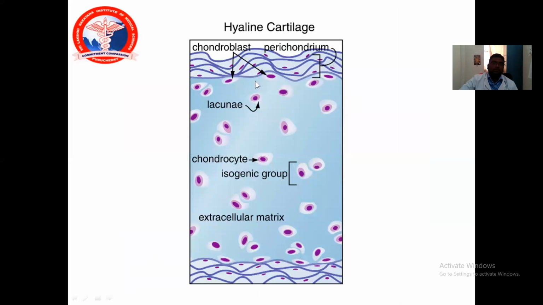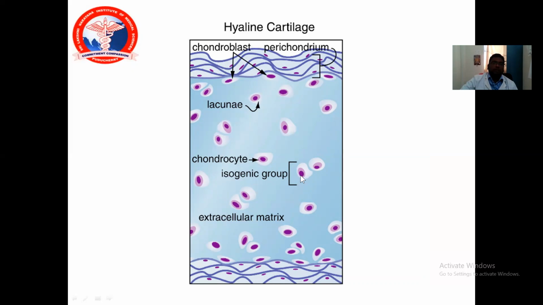Okay, so this is the cartilage. This is a view of a hyaline cartilage. This is the schematic diagram to show. So here you will be able to get your perichondrium. Here you will be able to get your chondroblast. Below that, the chondrocytes have started to secrete extracellular matrix. In the extracellular matrix, you are able to get your chondrocyte. So this is your chondrocyte.